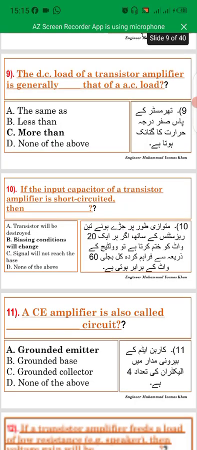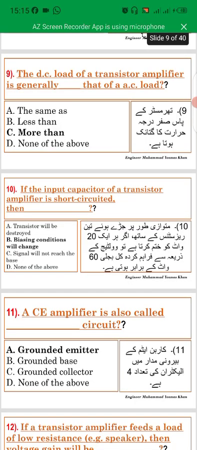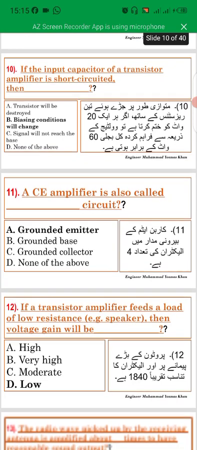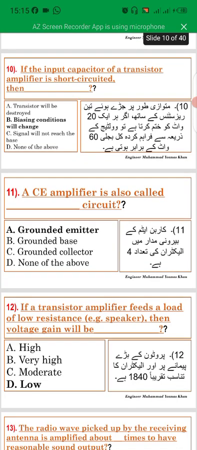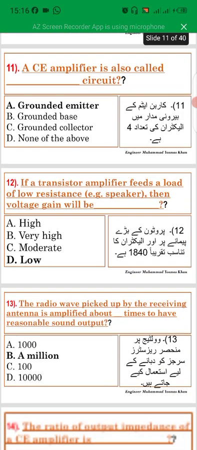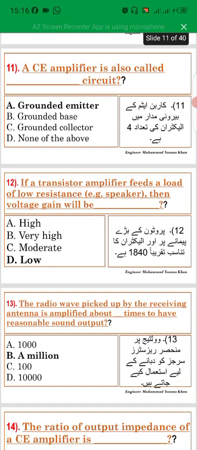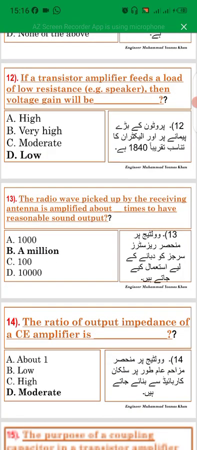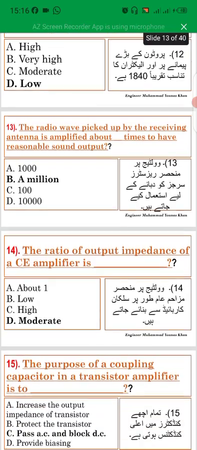The DC load of a transistor amplifier is generally more than that of the AC load. If the input capacitor of a transistor amplifier is short-circuited, then the biasing condition will change. A CE amplifier is also called a grounded emitter circuit. If a transistor amplifier feeds a load of low resistance, for example a speaker, then the voltage gain will be low.